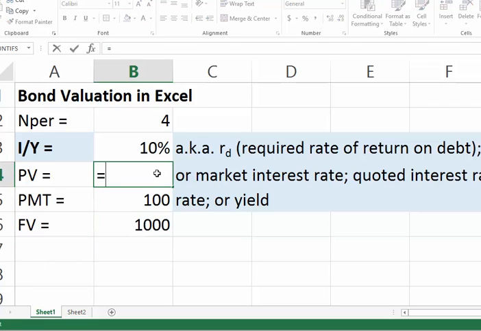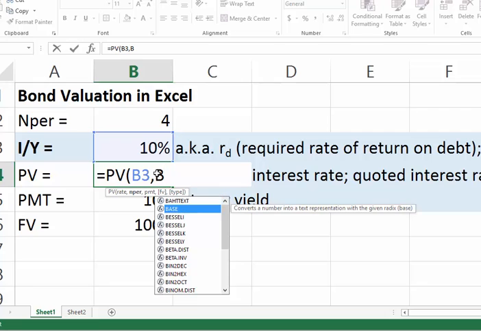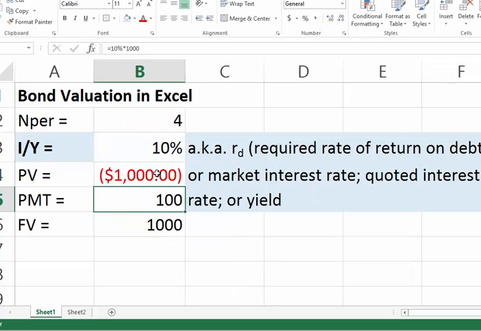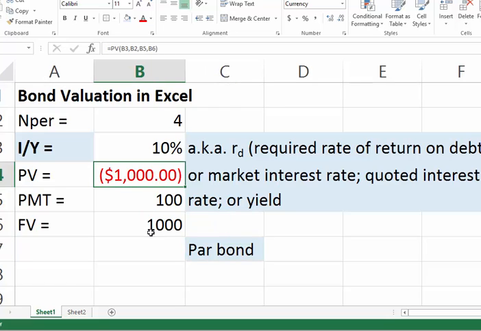And finally, we want to find the present value. So we enter the rate, the number of periods, the payment, and the future value, and find again that this bond is selling for $1,000. We say this is a par bond. So this bond sells at par when the present value is the same as the future value.